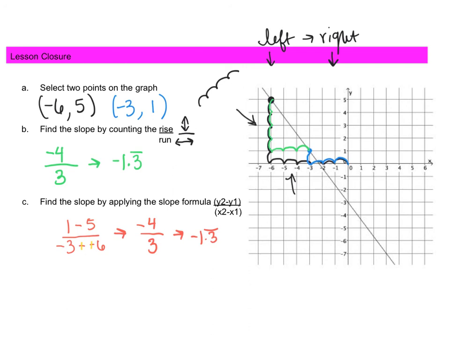Keep in mind when you get your slope as your rise over run, you always want to see if you can simplify it. I have this fraction negative 4/3 here, which you could turn into a mixed number, which is negative 1 1/3. Or you could turn it into a decimal just by dividing in your calculator. Negative 4 divided by 3 is negative 1.3 repeating.